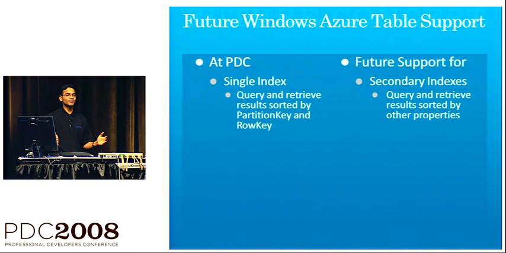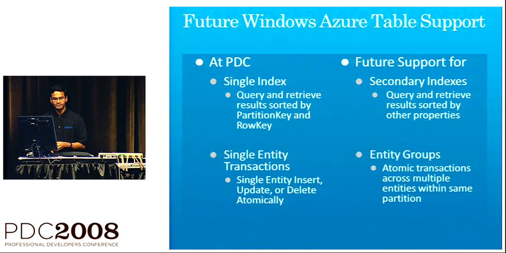OK, so we've spoken about how easy it is to work with what we have. What do we have in the future? At PDC, in the current CTP that we have, we use a single index for the tables. So if you query and retrieve results based on partition key and row key, they're very efficient, and your results are sorted by these values. In the future, we will have support for secondary indexes. So when you query or retrieve your results by other properties, they can be either more efficient, or you can get those results sorted by that value. Now, I have to remind you that you can still filter across other properties at this point. It is just the efficiency that will improve in the future.